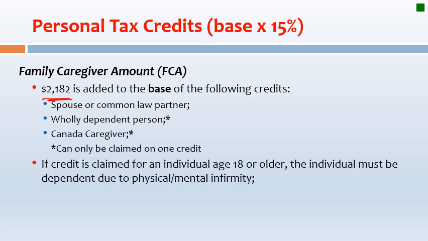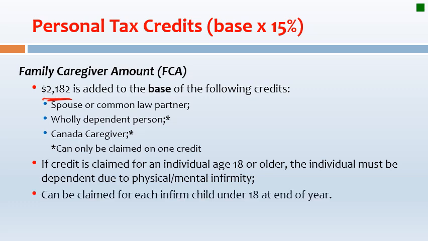Okay, so this FCA amount, which is again a supplemental credit, would be added to the base. If it's claimed for any individual that's 18 or older, the individual has to be dependent due to a physical or mental infirmity. This is not uncommon. This can be claimed for each infirm child under the age of 18 at the end of the year, which is interesting because there is no longer a child tax credit in Canada. But if you are looking after multiple children who are, for whatever reason, physically or mentally infirm, you do get to claim a $2,150 base tax credit for each one of those children. All right, hope that makes sense.